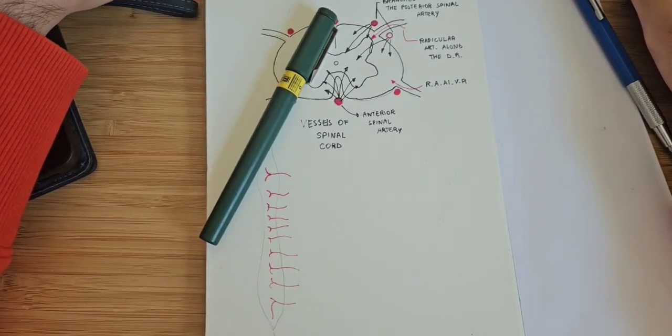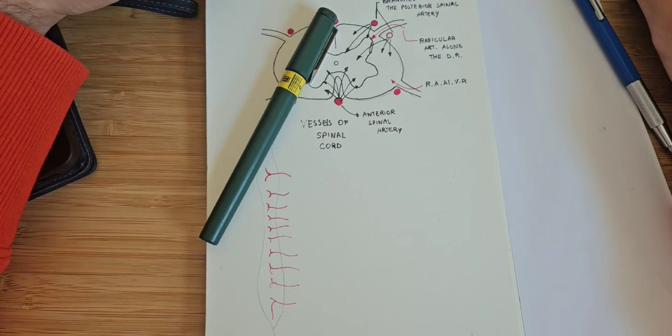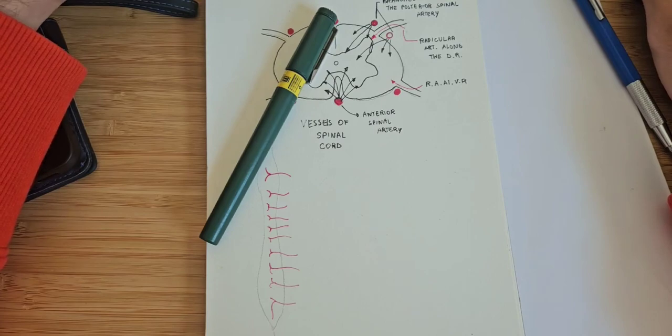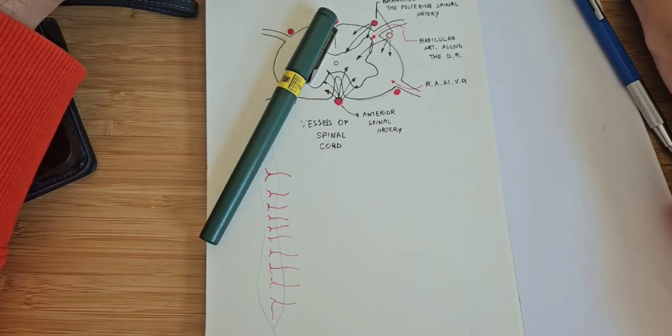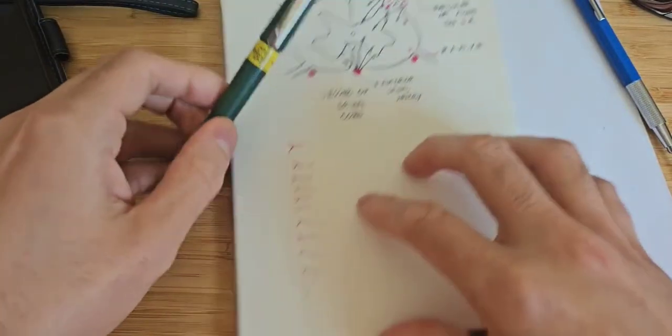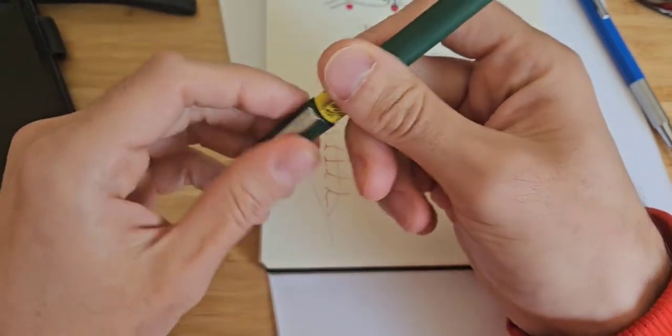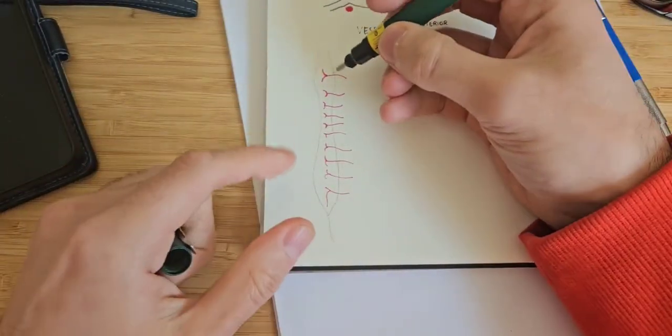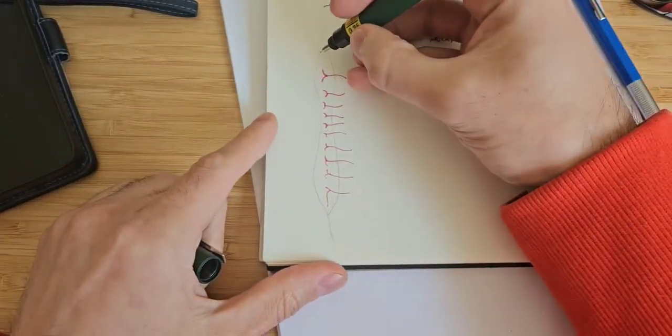Okay, guys, the focus of this lecture will be to present the radicular arteries and also the veins of the spinal cord. Now, starting with the radicular arteries, these are branches that enter the vertebral canal through the intervertebral foramina.